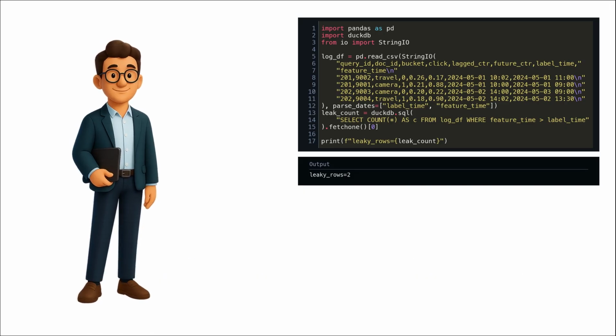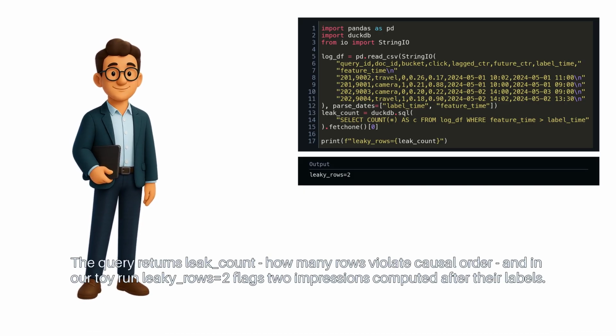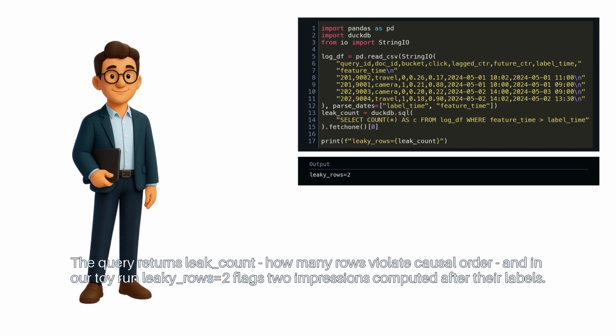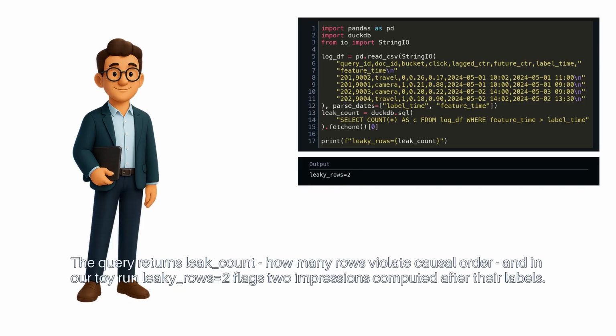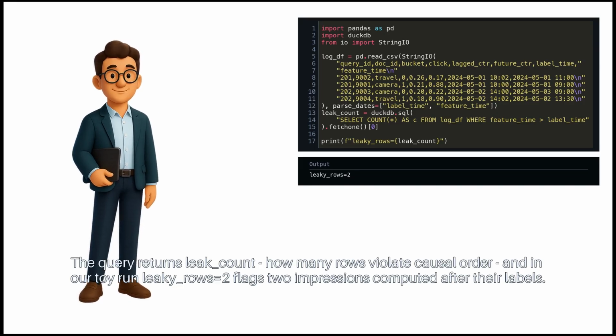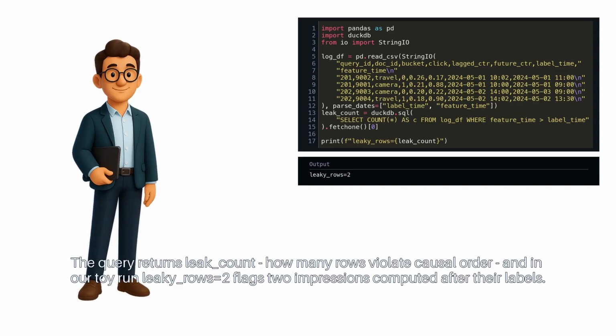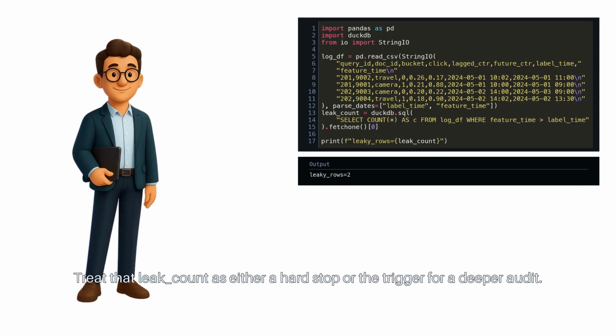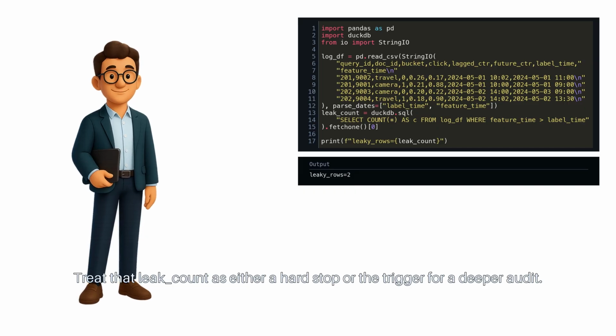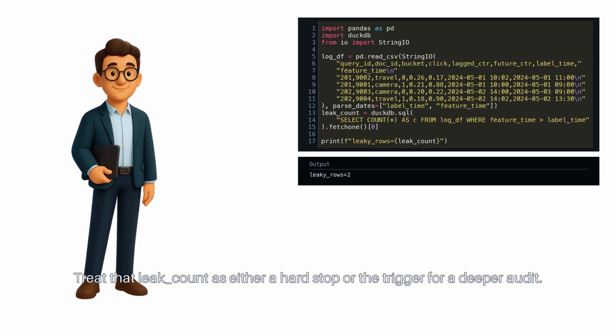Because DuckDB can see the data frame by name, the select comparing feature time and label time runs without manual temp tables. The query returns leak count, how many rows violate causal order. And in our toy run, leaky rows equals 2, flags 2 impressions computed after their labels. Treat that leak count as either a hard stop or the trigger for a deeper audit.